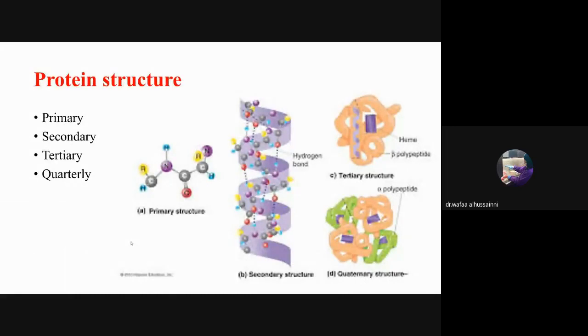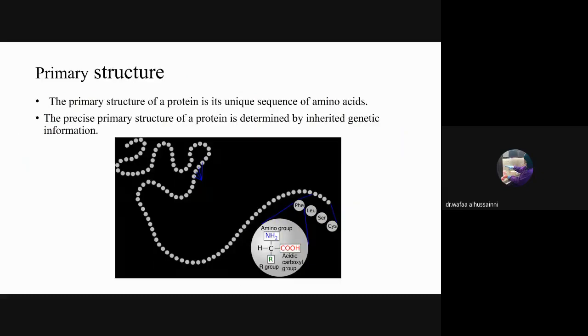Proteins have 4 types of structures. Every protein in nature, in our body, exists in 4 types of structure: primary, secondary, tertiary, and quaternary. We will start with the primary structure. It is a unique sequence of amino acids, just a group of amino acids linked together by peptide bonds.